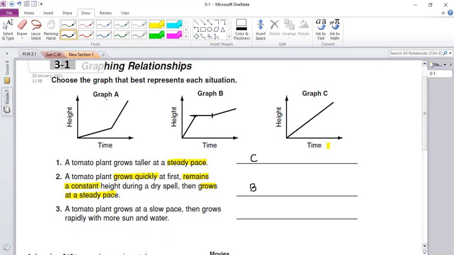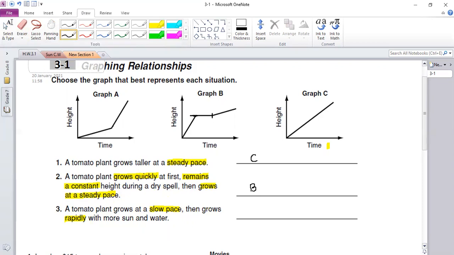Now let's see the representation for graph A. You will definitely guess this is graph A, but let's see what they say. A tomato plant grows at a slow pace. It's growing very slowly. Then grows rapidly. Rapidly means quickly with more sun and water. Of course, if you give more sunlight and water for a plant, it will quickly grow. So it's growing at a slow pace.